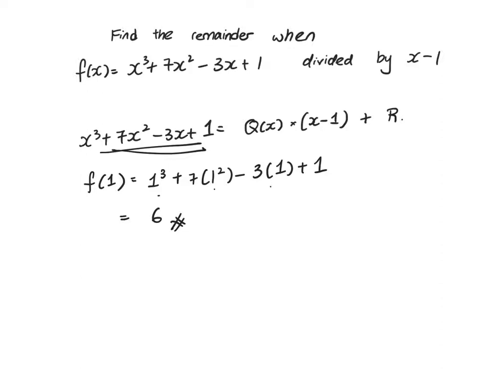So what happens if there's no remainder? For example, if it's equal to 0, then this will just be the factor theorem, where if it is a factor, then there is no remainder. Factor meaning no remainder, therefore it is equal to 0.